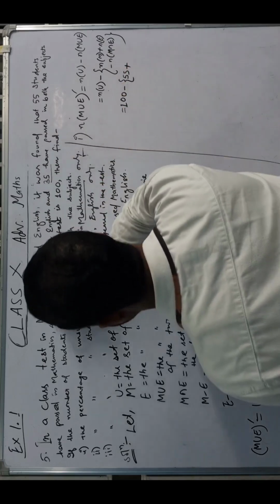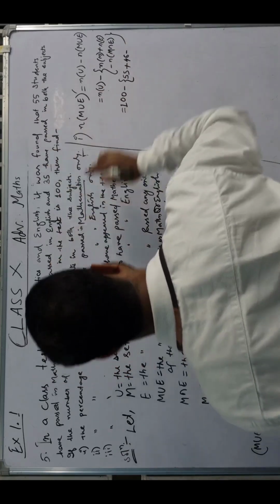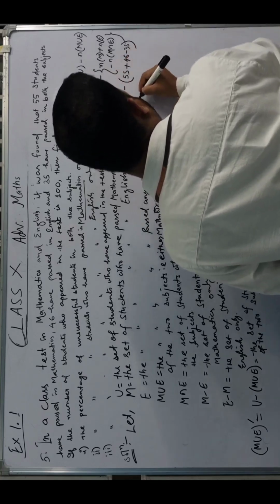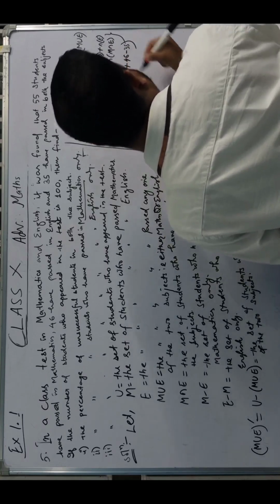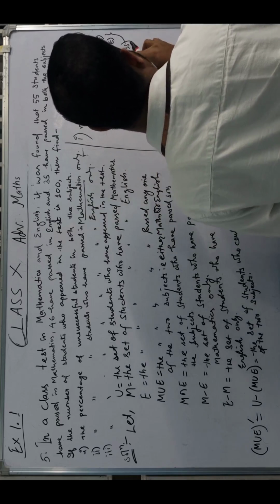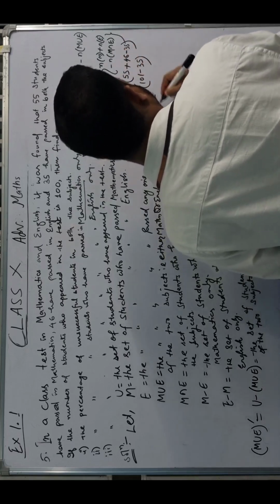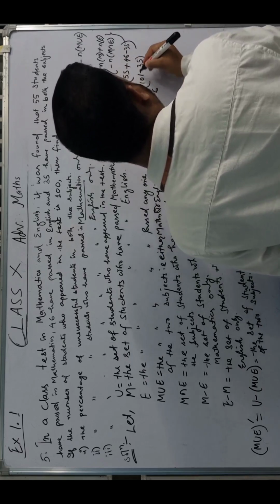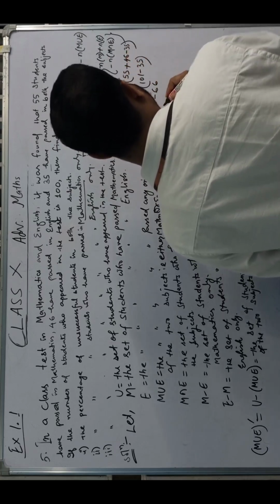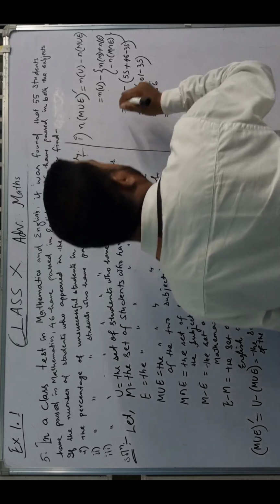Then 46 students cleared the English subject, minus 35 students who have passed in both subjects. So 100 minus (55 plus 46 minus 35). 55 plus 46 is 101, and 101 minus 35 is 66. Then 100 minus 66 is 34.